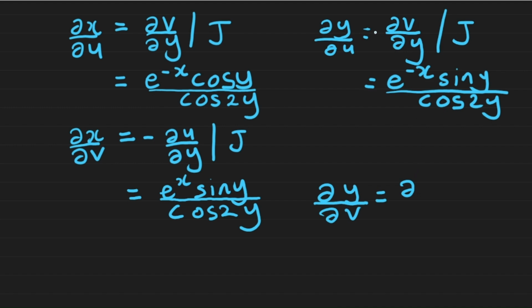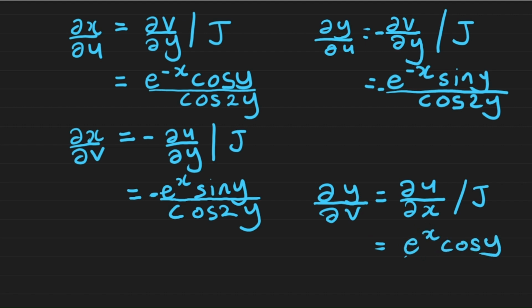Sorry, there should have been a minus here. Okay, I've put it in now. Lastly, dy dv is equal to du dx. Also, there should have been the minus sign there as well. Okay, so anyway, dy dv is du dx divided by the Jacobian, and that's equal to e to the power x cos y divided by cos of 2y.